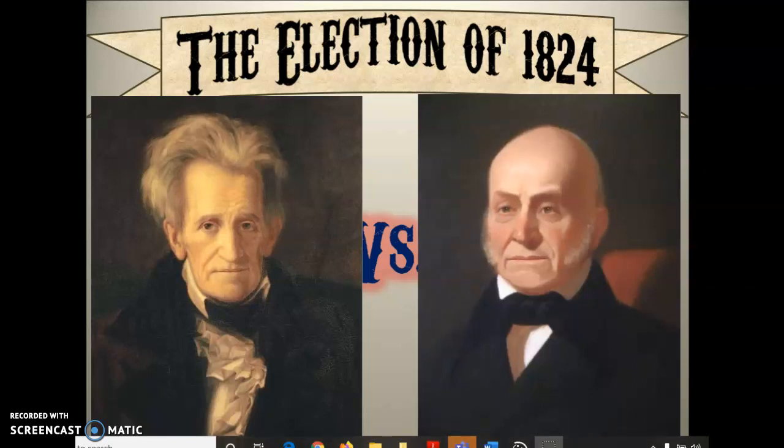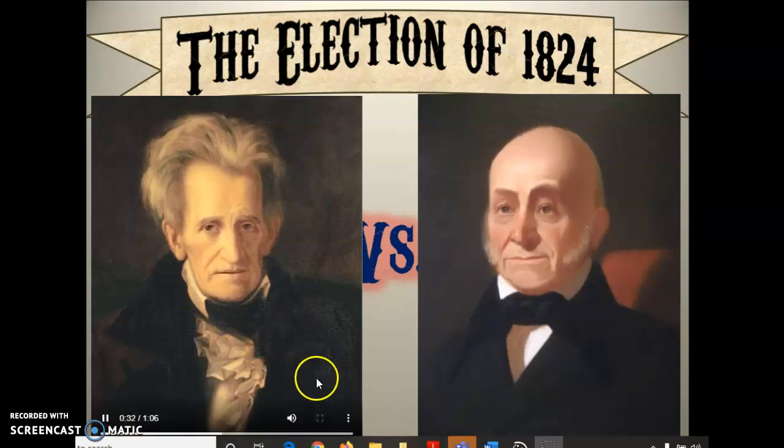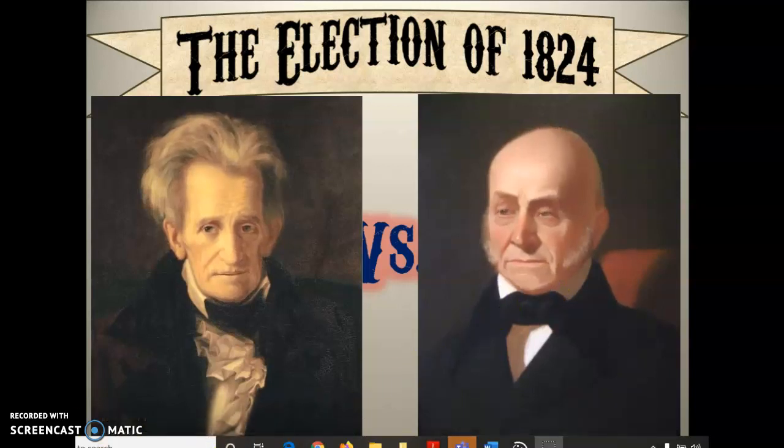We're looking again from the frontier to the White House, and we're really going to look at the election of 1824 and 1828 today. So Andrew Jackson in 1824 decided to run for president, and he was going up against three other candidates. He was going against Henry Clay, William Crawford, and John Quincy Adams. And who you see here then is Andrew Jackson versus John Quincy Adams, because that's who it came down to.